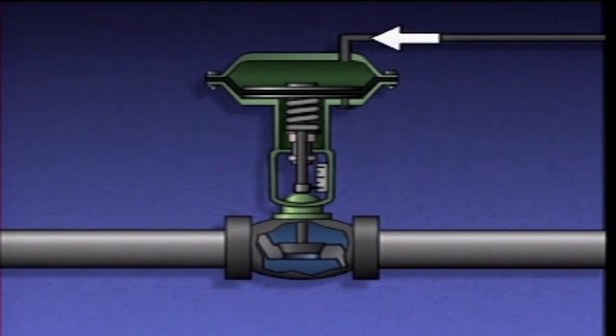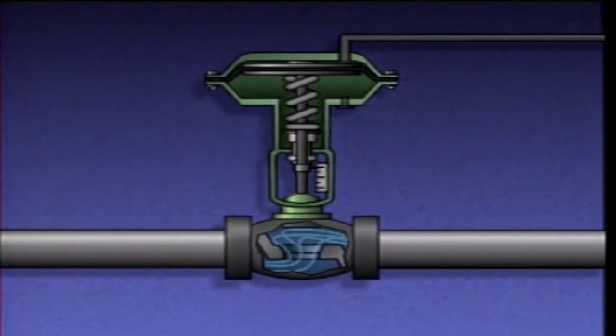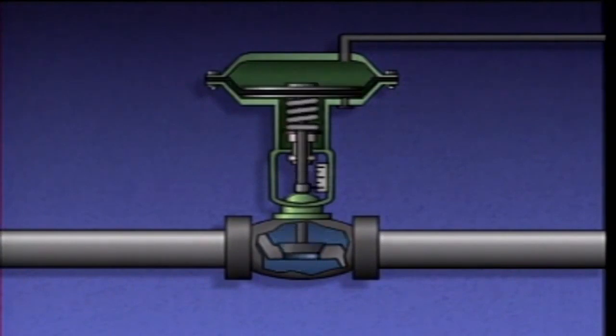When air pressure to the upper chamber is reduced, the spring moves the actuator stem upward, and the valve opens. These actions make stem movement and therefore valve position proportional to the amount of air pressure applied to the actuator. Controlling the applied pressure enables the actuator to position the valve anywhere within the limits of travel for the actuator.